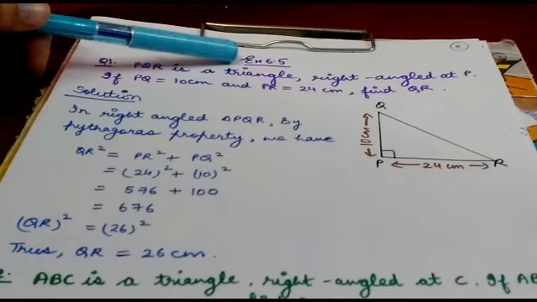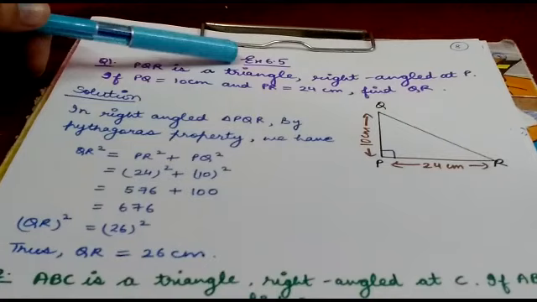Now I am assuming that you have learned all the square numbers and understood the Pythagoras property. So let us start exercise 6.5. PQR is a triangle, right angled at P. We are given PQ is 10 and PR is 24 centimeter. Find out QR. Now, in the right angle triangle PQR, by the Pythagoras property, what is the Pythagoras property?